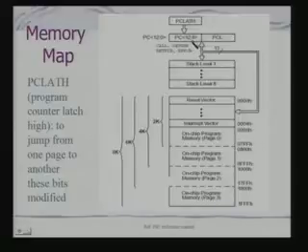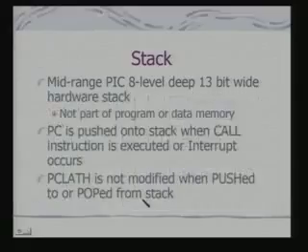Why has this first part been separated out? Because using this part I can actually jump around to various locations with various kinds of constraints imposed. The stack is 8 levels deep; a typical mid-range PIC has an 8-level-deep stack. That means it can store 8 values, 8 13-bit values. And obviously the PC is pushed onto the stack when there is a call or whenever an interrupt occurs.